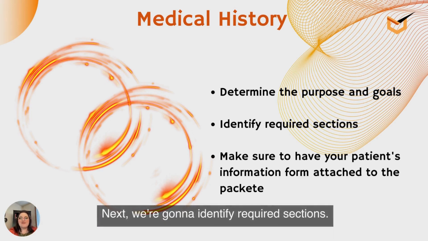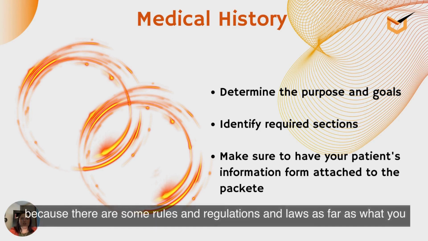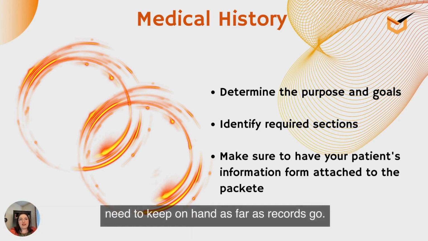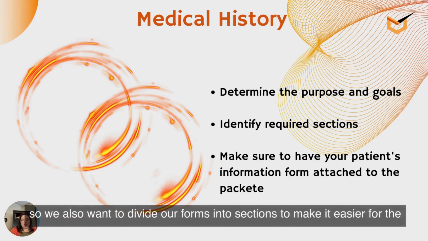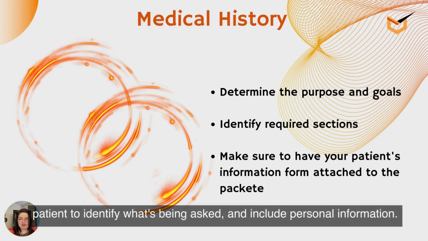Next, we're going to identify required sections. This might be something that you need to reach out to a regulatory board about, because there are some rules and regulations and laws as far as what you need to keep on hand as far as records go. We also want to divide our forms into sections to make it easier for the patient to identify what's being asked, and include personal information.